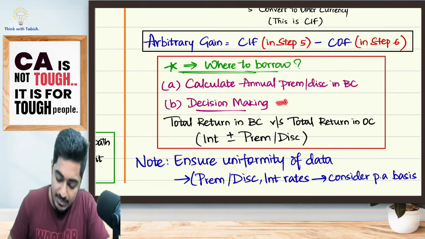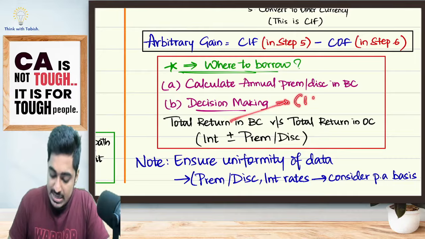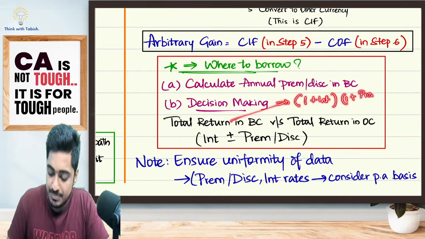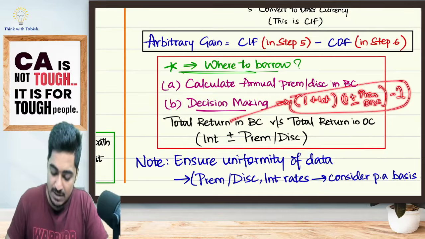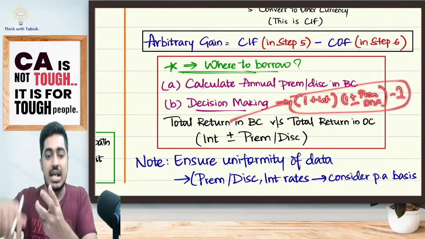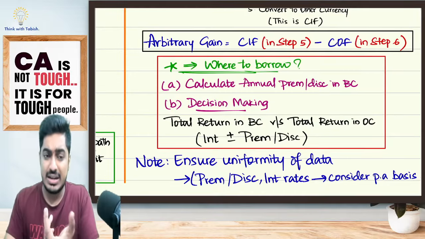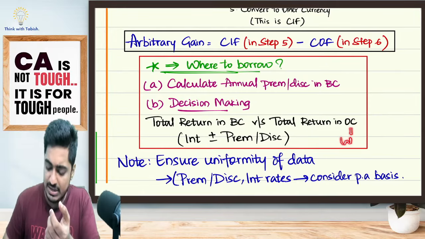So total income in base currency is nothing but (1 plus interest rate) into (1 plus premium or minus discount), minus 1. You get the effective return in base currency. Compare it with the effective return, the total return in other currency. In other currency you will be having only interest.